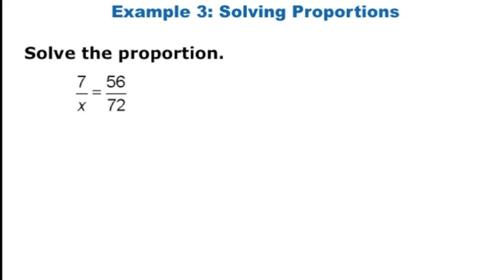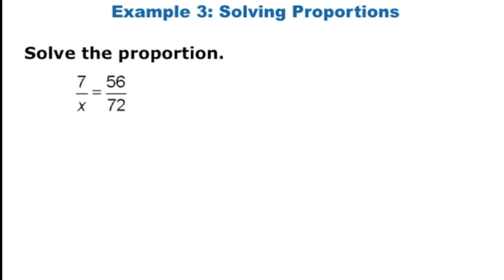Now what I want to do is use my cross product property to solve a proportion that's set up. A proportion is just a comparison of two ratios, and they have to be equivalent. So whatever x is, it has to make 7 over that value equal to 56 over 72. That has to be a true statement.